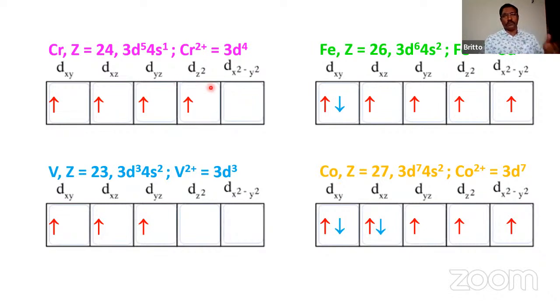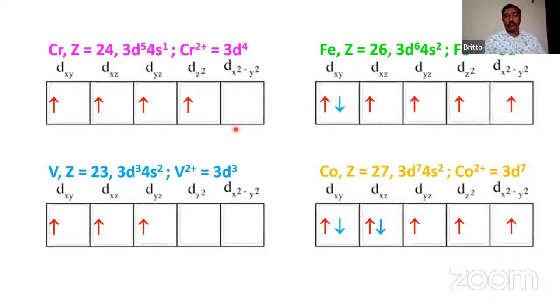So both of them have the d4 configuration. Among such ions, whichever has paired electrons will be more stable. In iron 2 plus, there are 4 odd electrons plus 1 electron pair. So compared to these two, chromium will be less stable. If there is an empty orbital, it will be less stable.